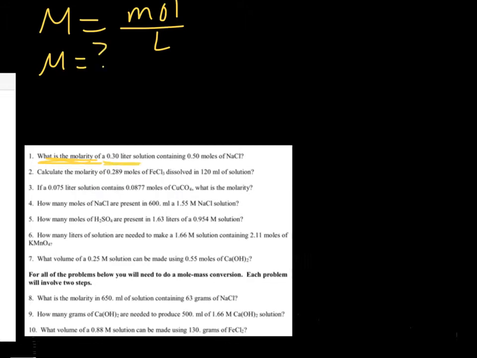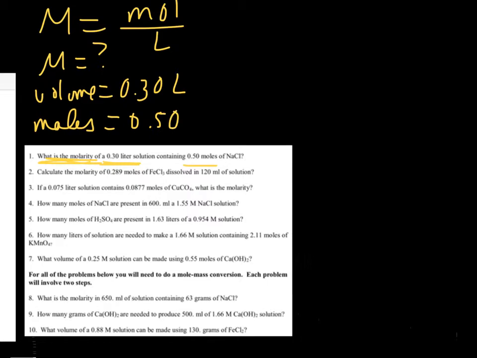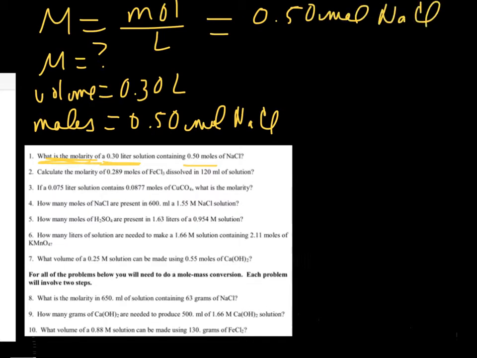I do know 0.30 liters. That's the volume. So I can write that the volume is 0.30 liters. I know that my number of moles, also given in the problem, is 0.50 moles. And we're talking about NaCl, sodium chloride. So I can just plug that in. And this is going to be 0.50 moles of sodium chloride divided by 0.30 liters. Each of those numbers has 2 significant figures. So plug that into your calculators. Pause the video. Plug it into your calculators.